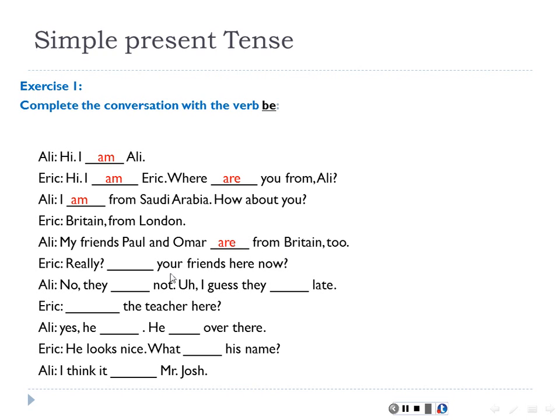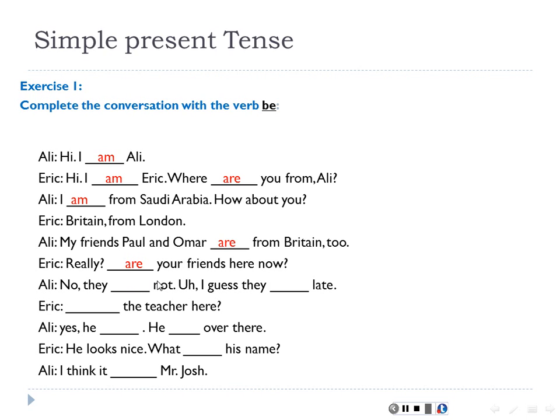So with your friends, your is the same as you, but this is possessive, ضمير ملكي, and we will talk about it later, سنتحدث عنه لاحقا. But it is the same as you, and with you we use are. So the beginning of the question, are your friends here now? هل أصدقاؤك هنا الآن؟ This is a question. So after the question we have an answer. نحتاج إلى إجابة.